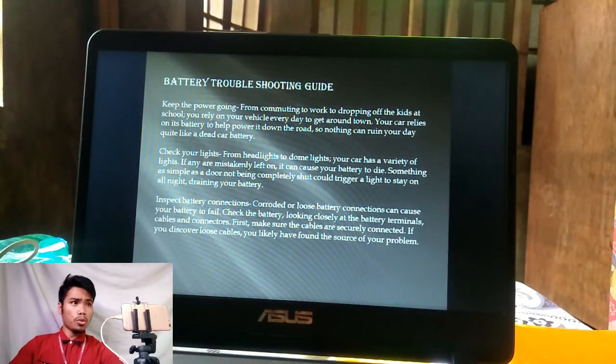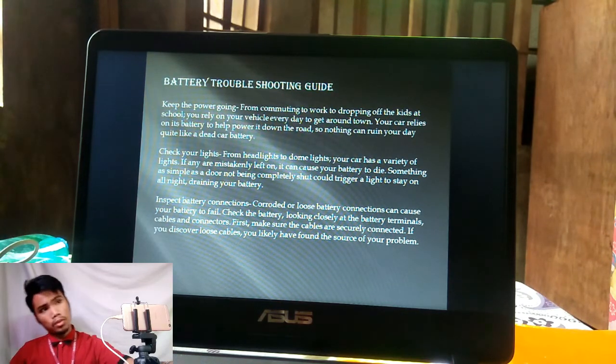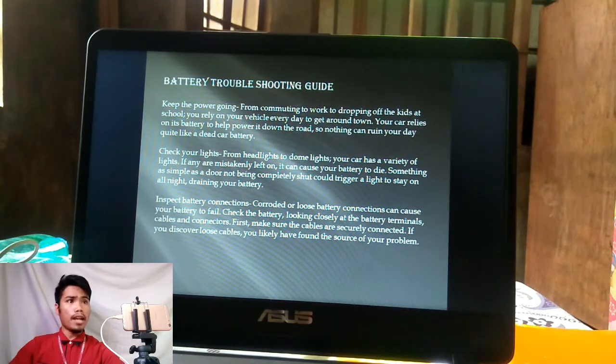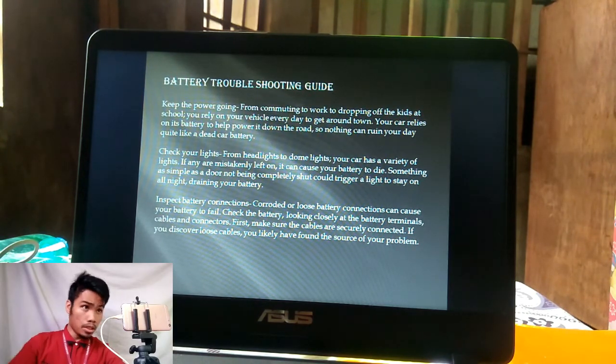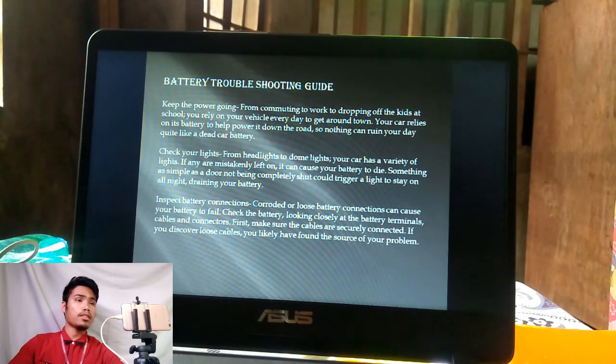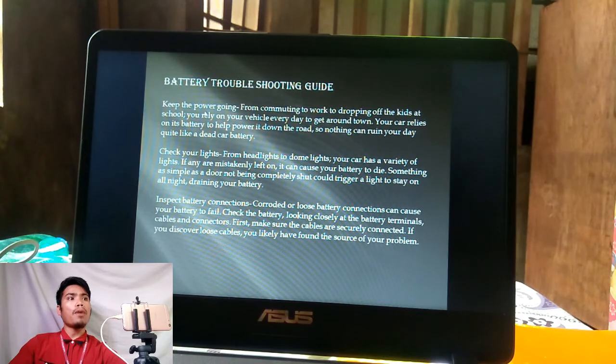So now, how to troubleshoot the battery. This is the battery troubleshooting guide. You should know how to keep the power going. So first is keep the power going.